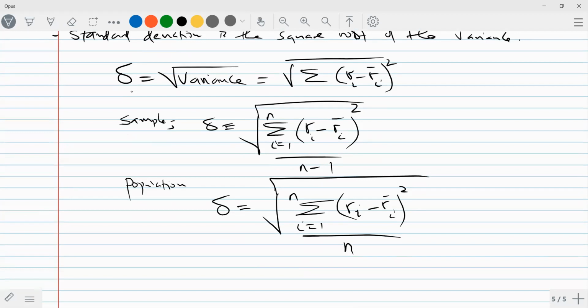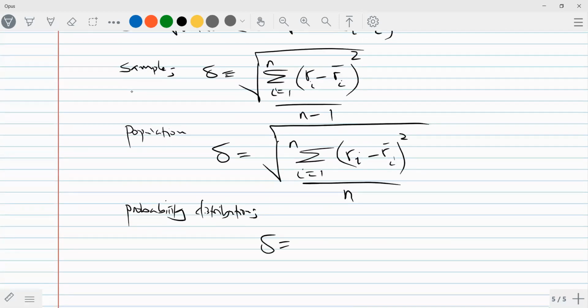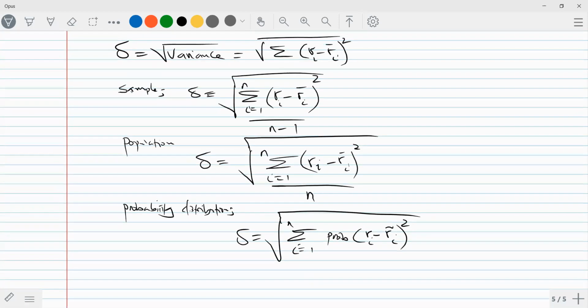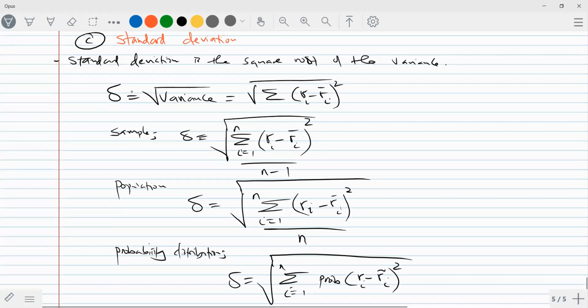In case you're dealing with a probability distribution, the variance will be equal to the sum from the first data set to the nth data set of the probability times the deviation squared. And that's how we get the standard deviation: simply the square root of the variance.